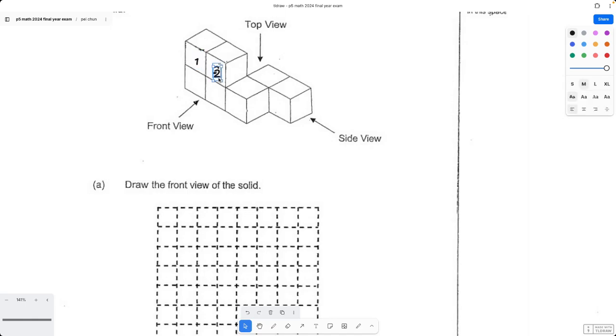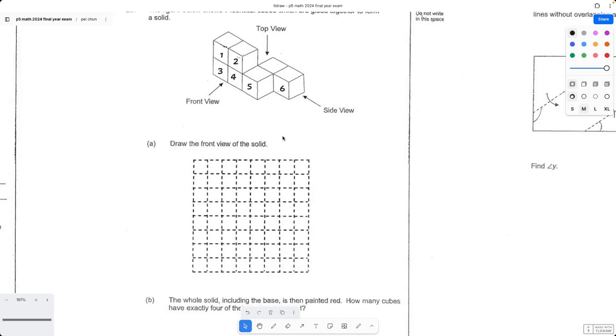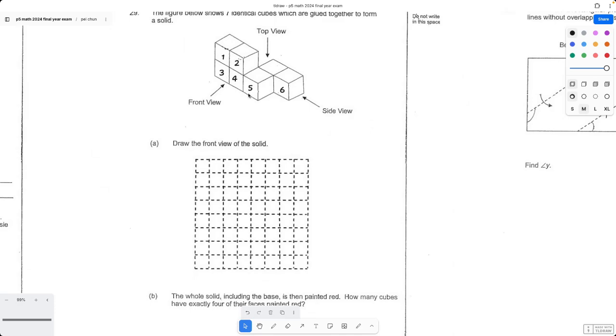Okay, and then I'm gonna put 3, 4, 5. Okay, and last one should be 6. There you go. So it should be 1, 2, 3, 4, 5, 6. So it should be 6 cubes.